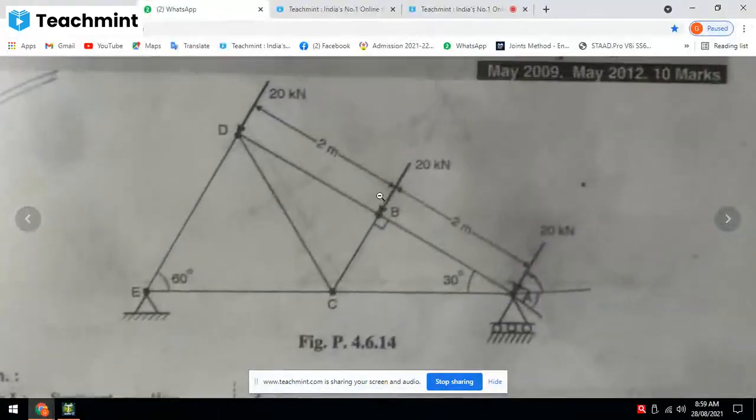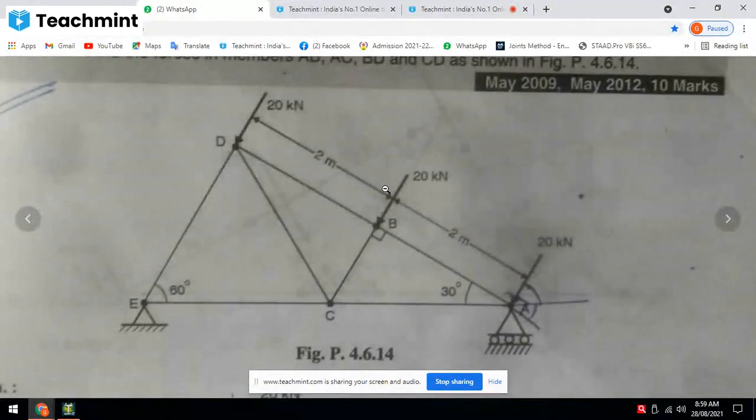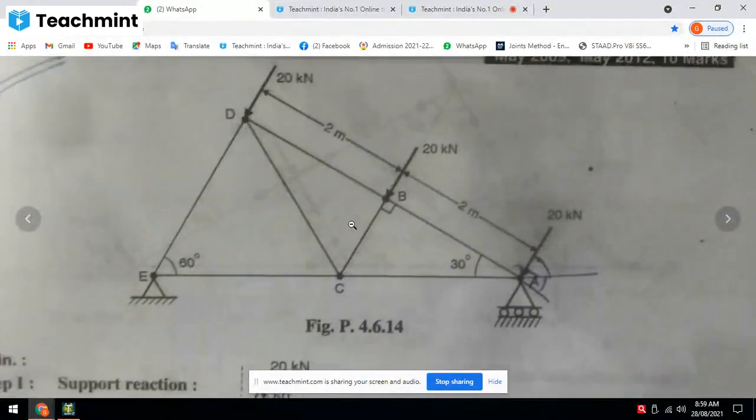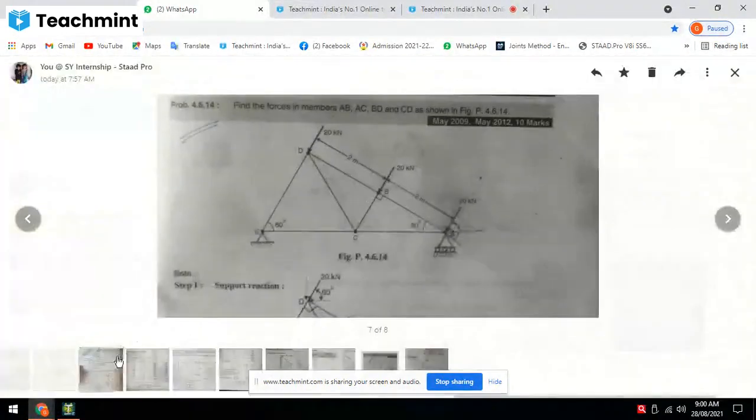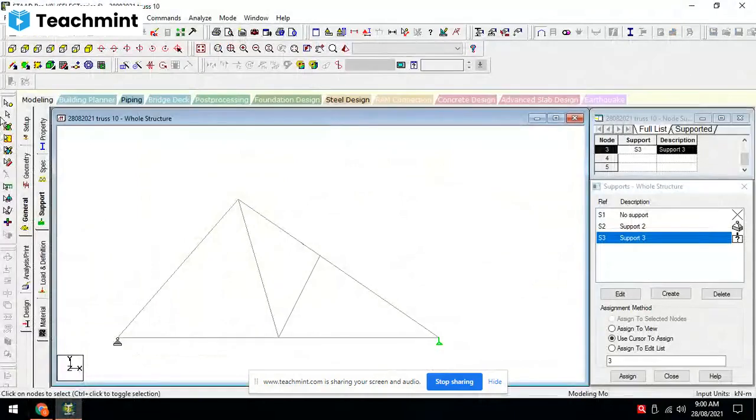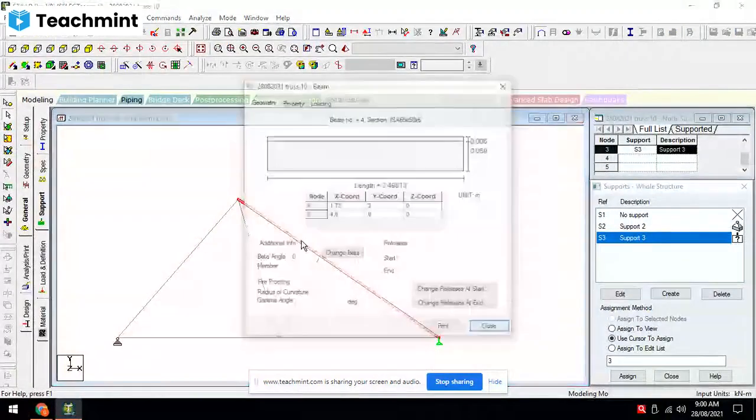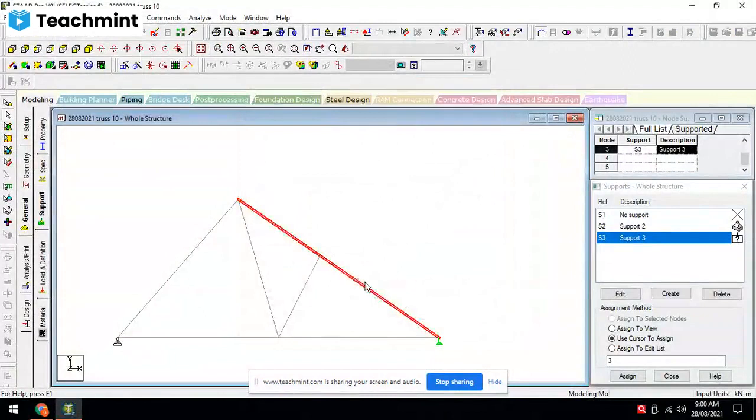Now the next part is loading. So 20 kilonewton load is applied inclined, right? 20 kilonewton load is applied inclined on each model, on each point. So I will break this beam.